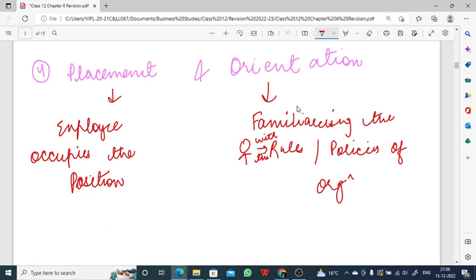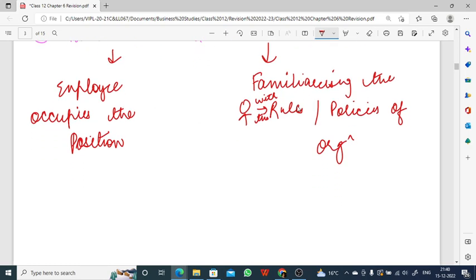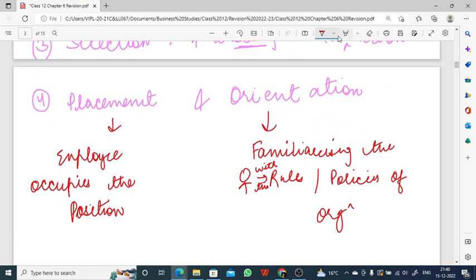That is orientation, which is very, very definitely important and is going to have a lasting impact on the decision to stay in the job and do the performance that I am required to do.